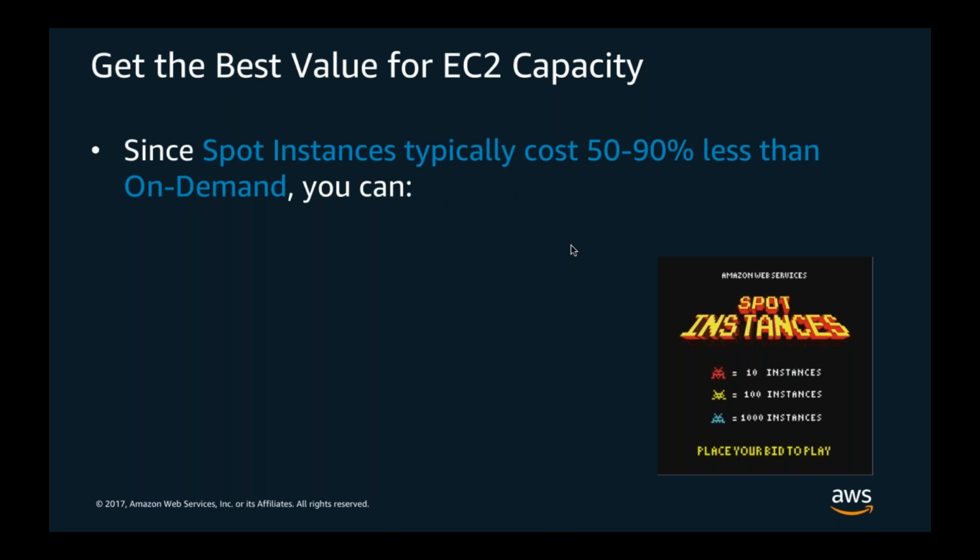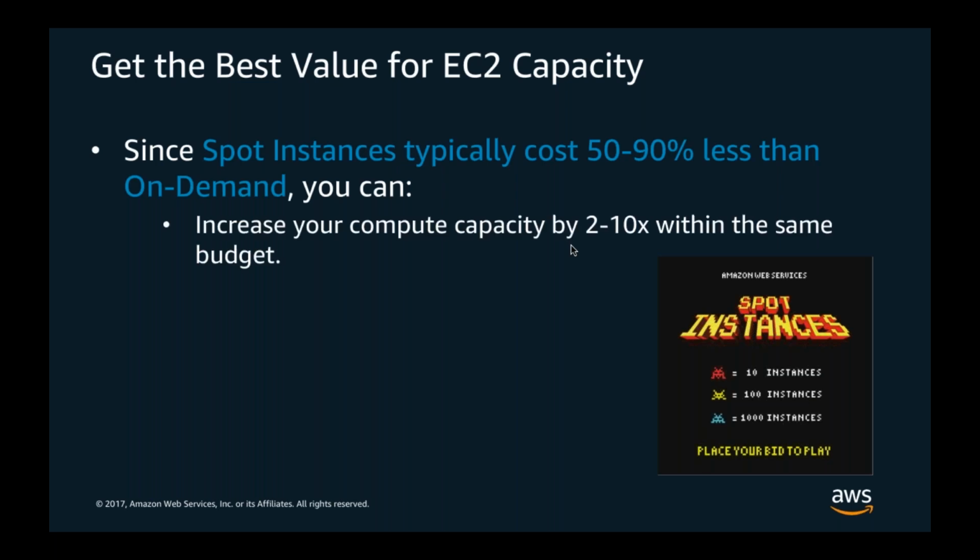Since spot instances typically cost 50 to 90% less than on-demand instances, it's really the best way to get the best value for your EC2 capacity, right? Some customers have said, I really wish I could increase my compute capacity, but I just don't have the budget for it. Well, if you can save 50 to 90% off of that same EC2 compute capacity that you were running with on-demand instances, you can immediately increase your compute capacity by 2 to 10 times without changing your budget, right? It's a really powerful thing once you start to think about how you can apply and utilize spot instances in your environment.